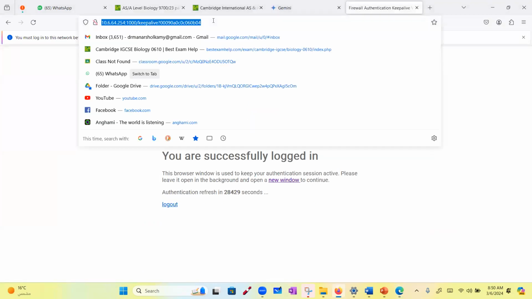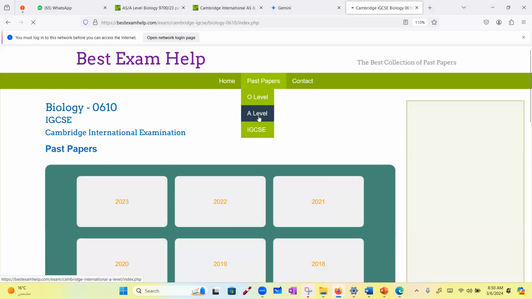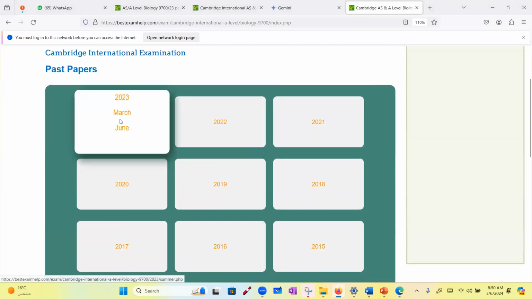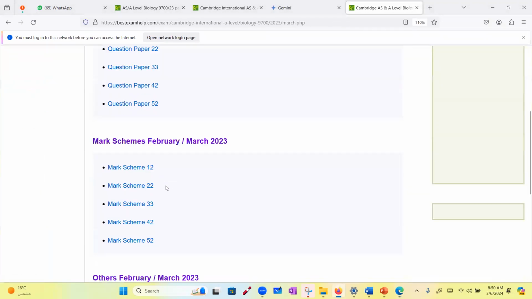Okay, so let's look at the mark scheme so you feel that you're okay. Always use this side. This side is very good. We said this is March 2023, variant 22.